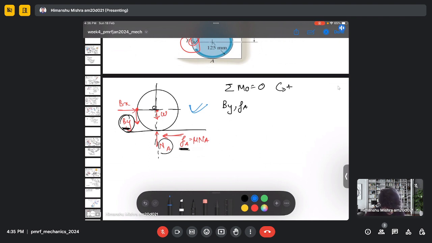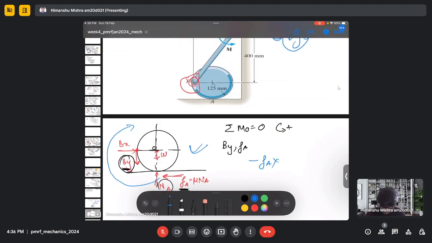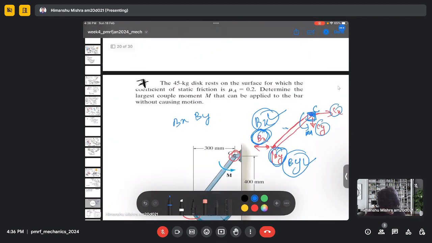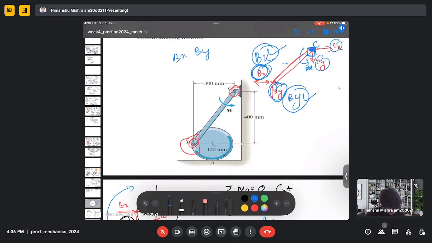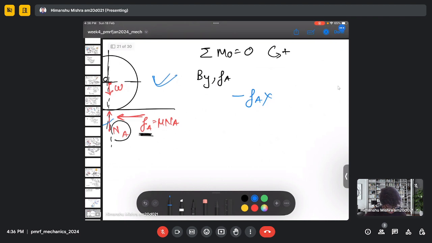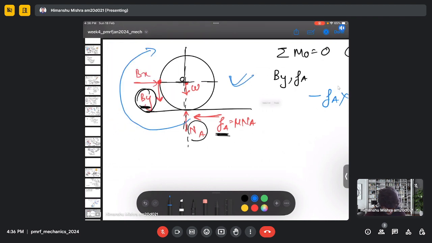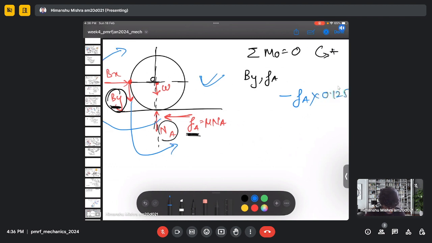So Fa will create a clockwise moment. So it will be minus Fa multiplied by radius, which is 125 or 0.125 meter, and By is actually creating an anti-clockwise moment around point O.